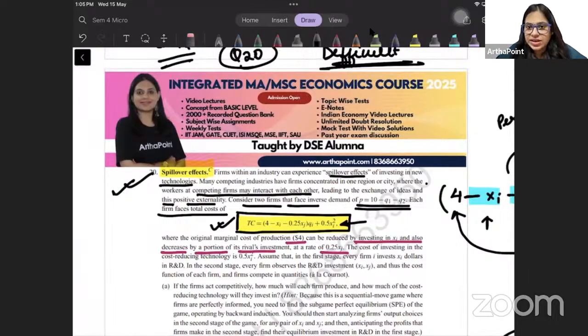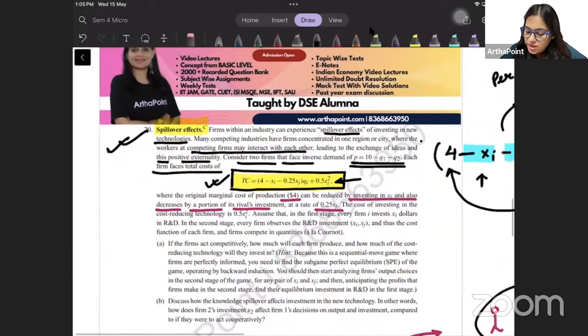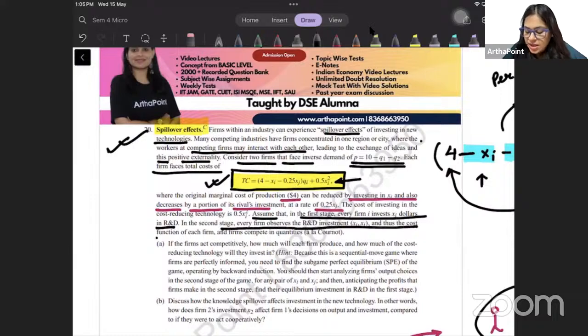ठीक है, that you are going ahead and you are investing some money. आपने अपना कुछ पैसा लगाया है, and when you invest that money, because of that the per unit cost is falling. But if the other firm is also investing some money, अगर दूसरा कोई firm है जो R&D में invest कर रहा है पैसा, then because of that also your cost will fall. Okay, now try to read this out beta. Assume that in the first stage every firm i invests xi dollars in R&D. In the second stage every firm observes R&D and the cost function and then competes in quantity.